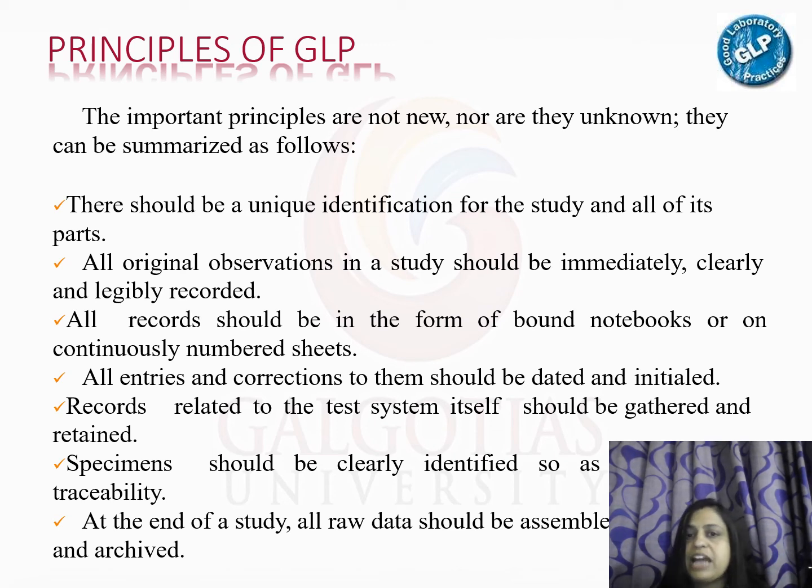There should be a unique identification for the study and all of its parts. Original observations in a study should be immediately, clearly and legibly recorded. All records should be in the form of bound notebooks or on continuously numbered sheets. All entries and corrections to them should be dated and initialed. Then records related to the test system itself should be gathered, retained specimens should be clearly identified, and at the end of the study all the raw data should be assembled and archived.